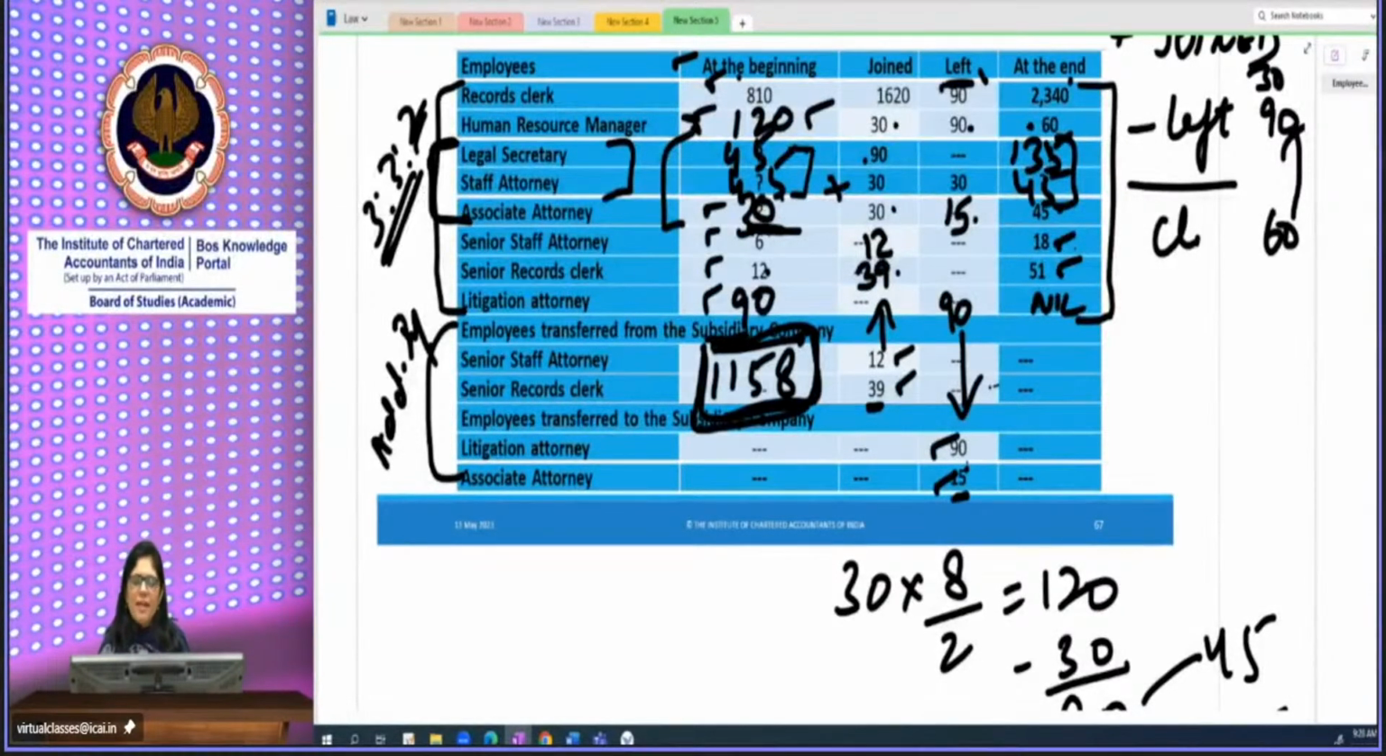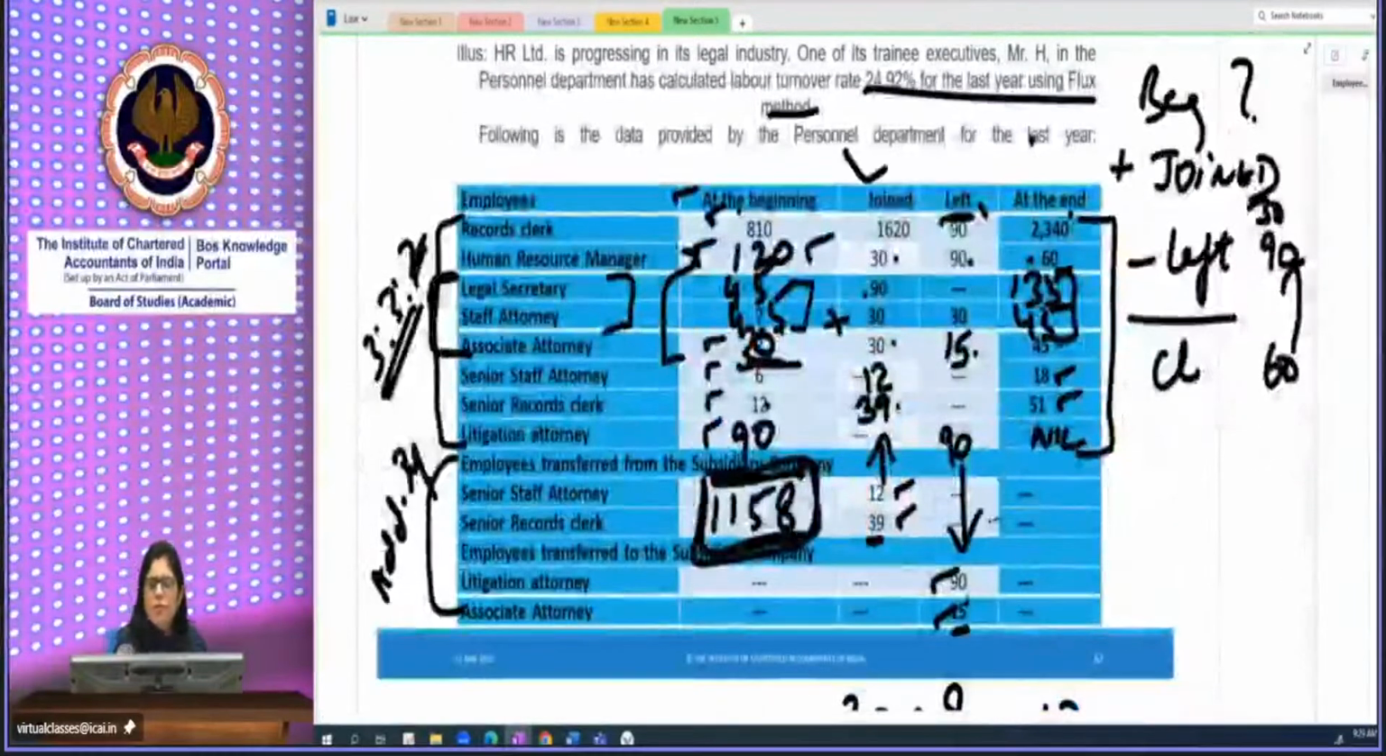Now we have calculated all the missing figures. We have all the data for the opening, for joined, for left, and for closing. Now we are good to go to calculate the employee turnover using different methods. One more exercise has to be done. We have to split the joined into replacements and new joinees.